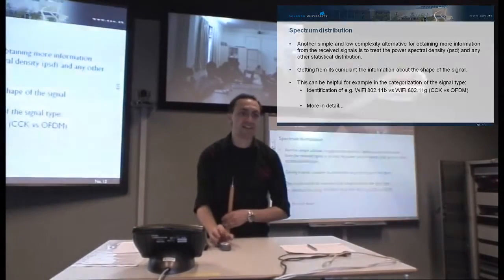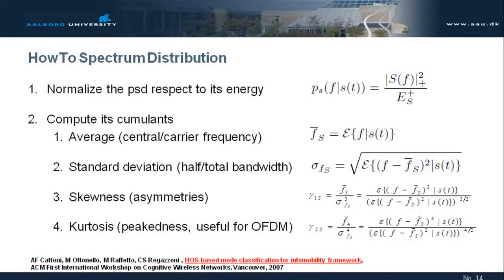Going a bit more in detail, you take the PSD, you normalize it with respect to the total energy of the signal, within a certain bandwidth, of course, and then you compute the cumulants. The average gives you what we call the center frequency, more or less. The standard deviation gives you the half bandwidth, and of course you can derive the total bandwidth of the signal.